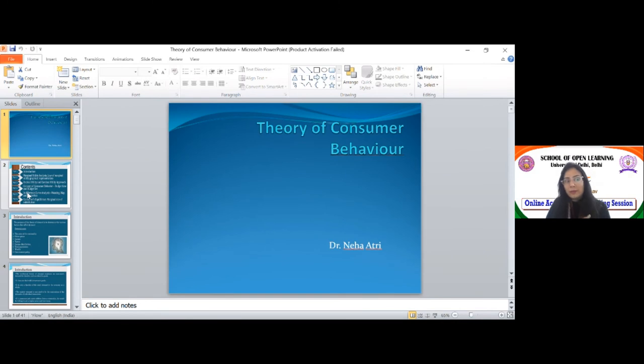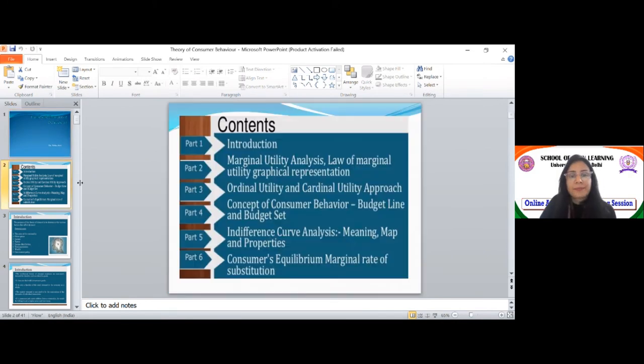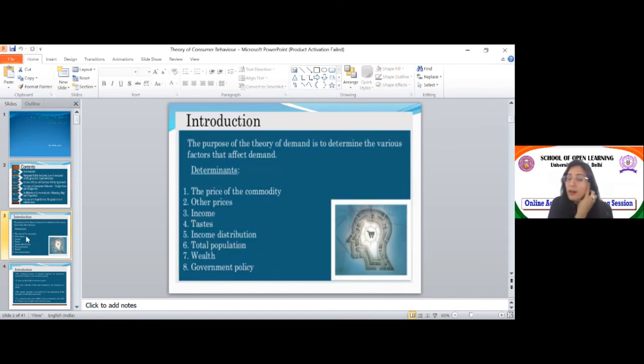So in theory of consumer behavior, what will we see? First, an introduction, like marginal utility analysis, we will see ordinal utility, we will see the concept of consumer behavior, budget line, and then we will go towards indifference curve analysis and consumer equilibrium. Consumer behavior means what sort of consumer, what sort of behavior he will show. Whenever you decide to demand something, you have a particular behavior or a particular choice towards it. So there are some factors which determine your demand for a particular product.